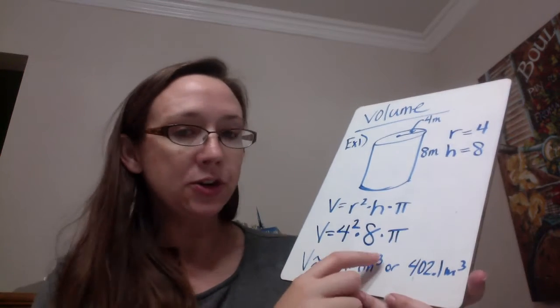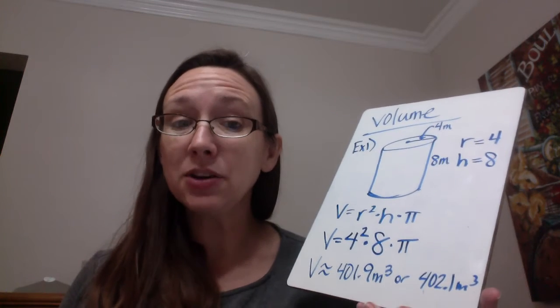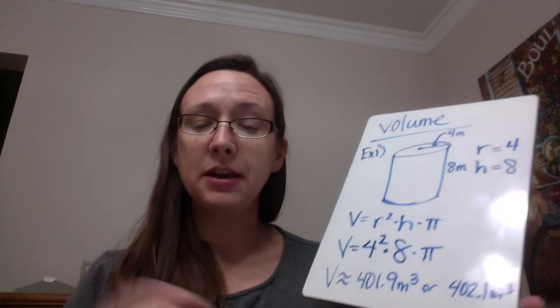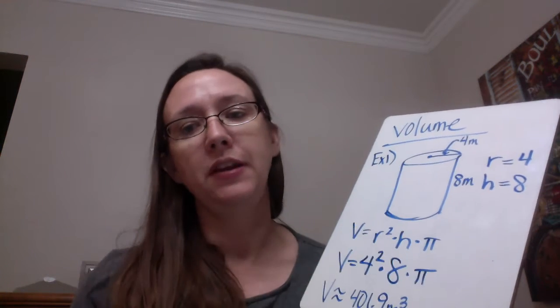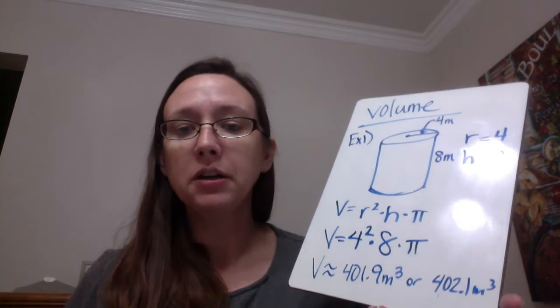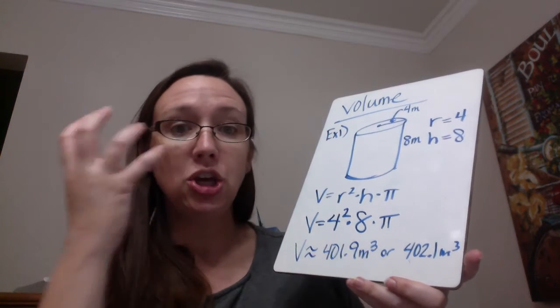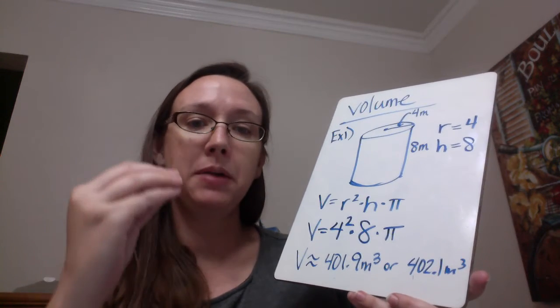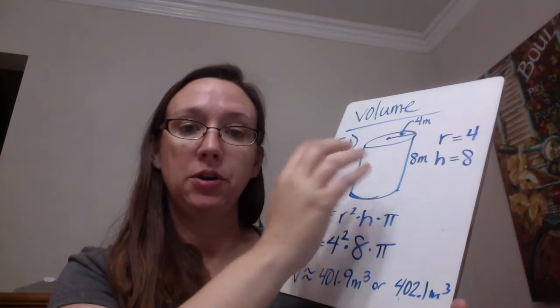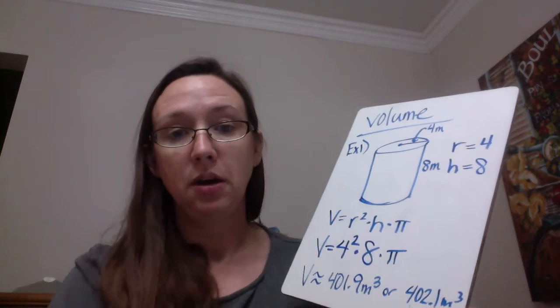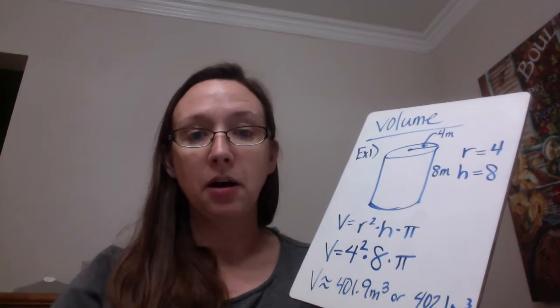But why meters cubed? The reason it's meters cubed is because remember from the first video, this is asking how many cubes would fit inside of this shape. So whenever it's volume, we're asking about how many cubes fit inside something. So we put meters cubed to show that it would be that many cubic meters or that many meter cubes. Cubes that are 1 meter by 1 meter by 1 meter.